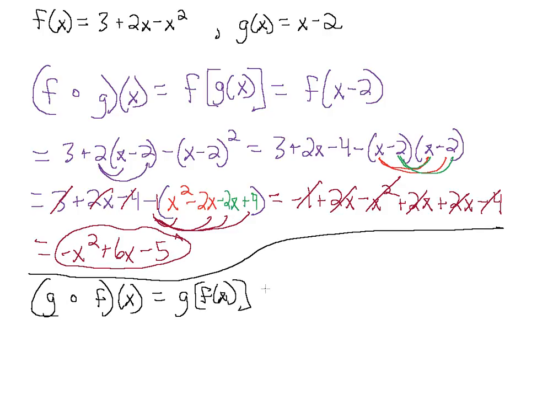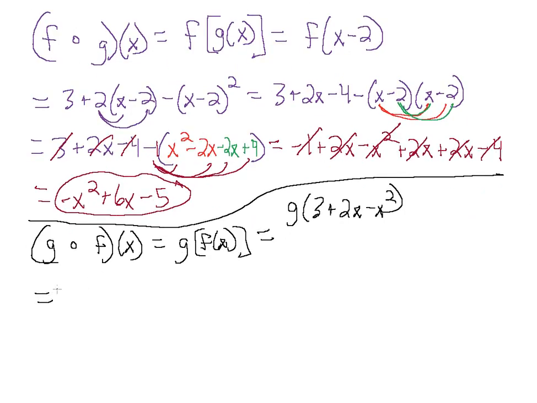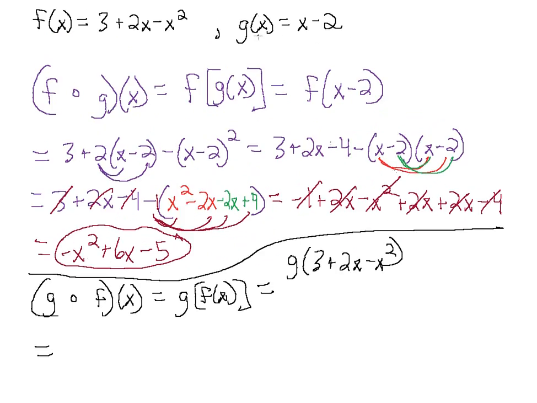That's what we want to find. So everywhere we see x in our g of x function, we're going to plug in this expression, this function. So we're looking for g of 3 plus 2x minus x squared. So let's go ahead and find that. Everywhere we see x in our g of x function, we're going to plug in this expression.